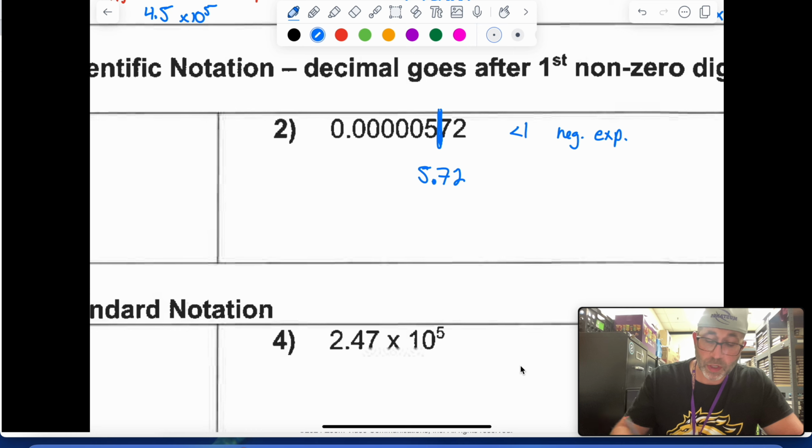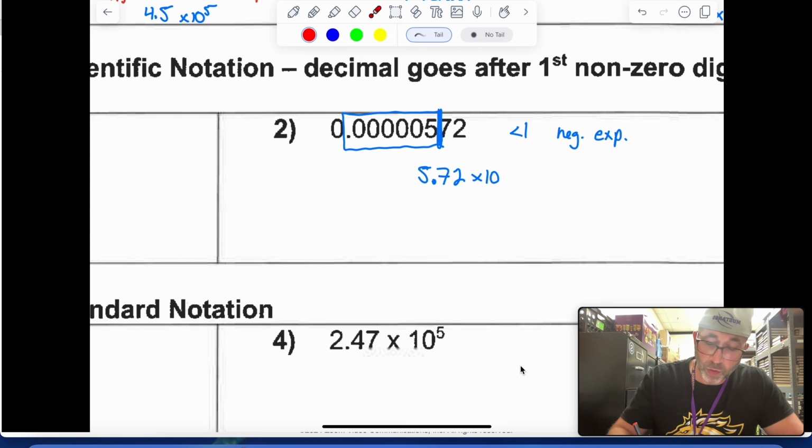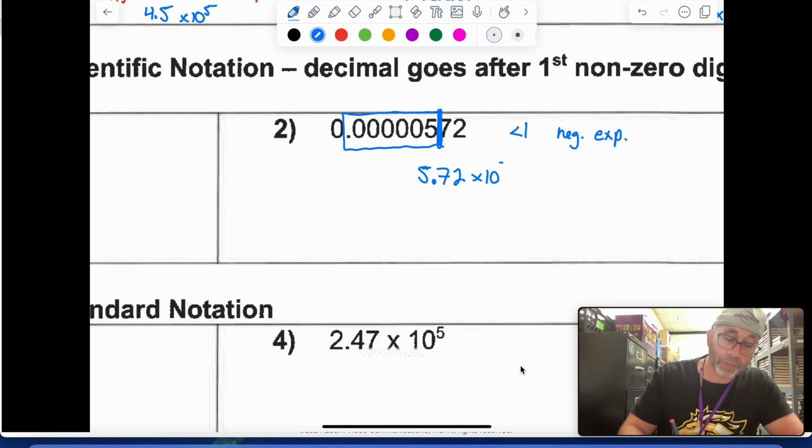5.72. Box it out. Look at how many decimal spots there are. 10 to the... there are 1, 2, 3, 4, 5, 6. And so because it's to the left, it's going to be negative 6.